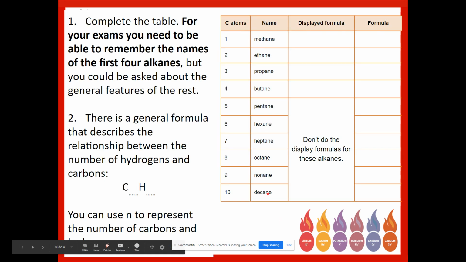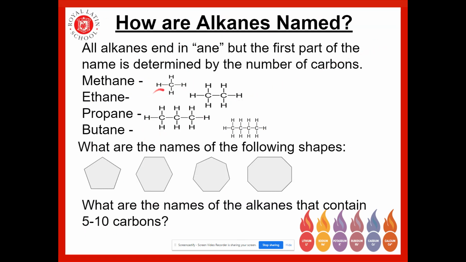Cool. So what I would like you to do now is, in your notes, draw out a table. You don't have to do a table. You can do it as bullet points: number of carbons, 1, methane, displayed formula, and then write out its general formula. So if we're writing out the formula, for example, methane would be CH4. Ethane would be C2H6. Propane, C3H8. Butane, C4H10.